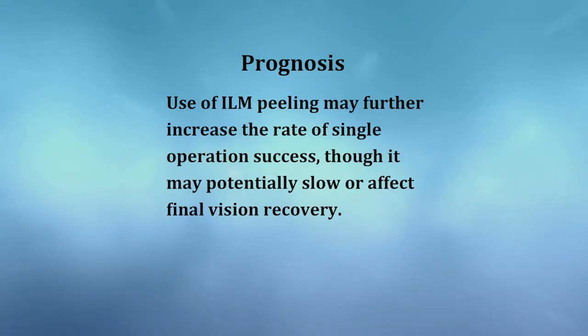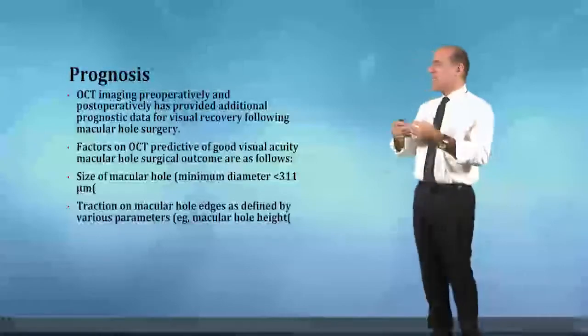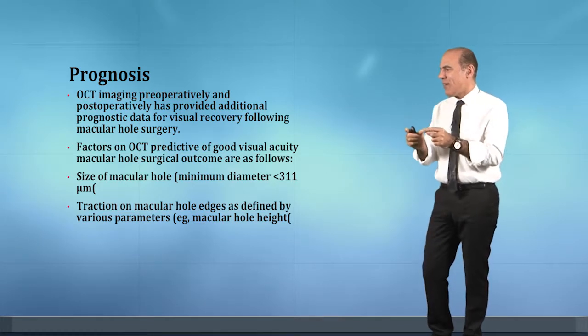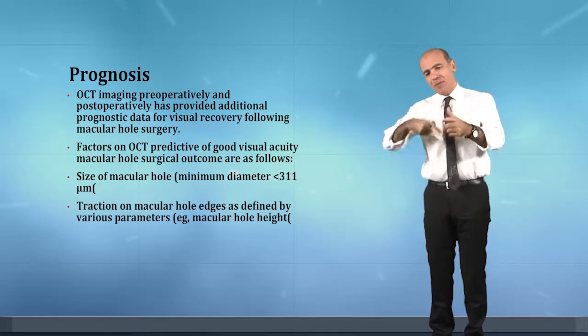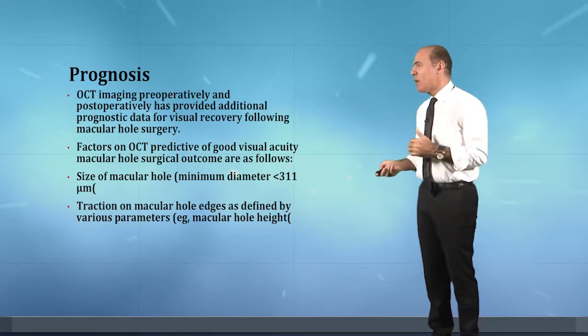Use of ILM peeling may further increase the rate of single operation success. As I said, it relieves the tangential traction and it now becomes a routine step. It's not a luxury, it's a routine step in our macular hole surgery. OCT imaging preoperatively or postoperatively has provided additional prognostic data for visual recovery following macular hole surgery, and factors on OCT that predict good visual acuity outcome are as follows: the size of the hole itself, the traction on the edge, and the measurement of the ellipsoid inner segment and ELM healing postoperatively. Those are all predictive criteria.